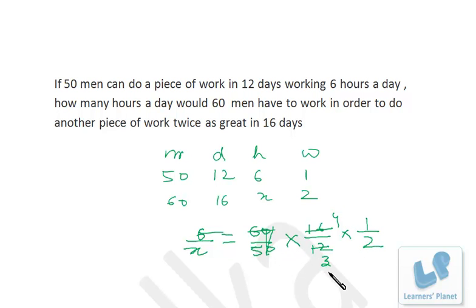So 5 3s are 15, 2s are 30 by 4, that means 7.5 hours, right? So if 60 men are working, and they wish to accomplish the task in 16 days and the amount of work is double the previous, then every day they need to work for 7.5 hours. Okay, pretty simple, and we have just applied common sense over here to solve this problem.